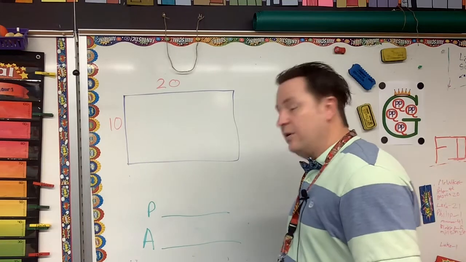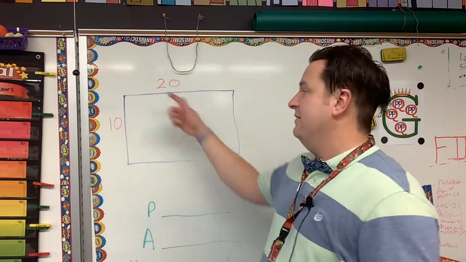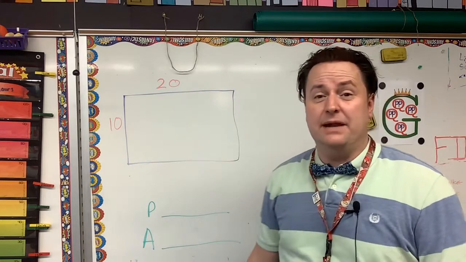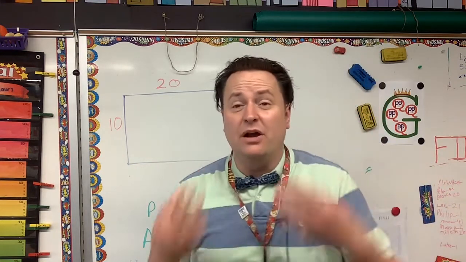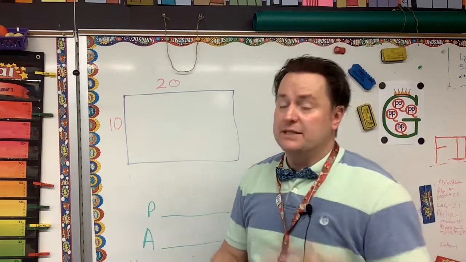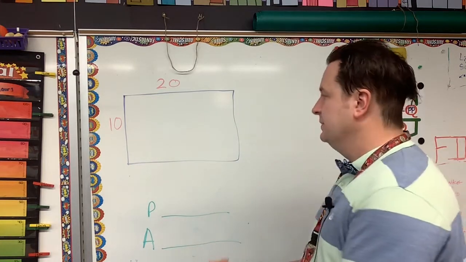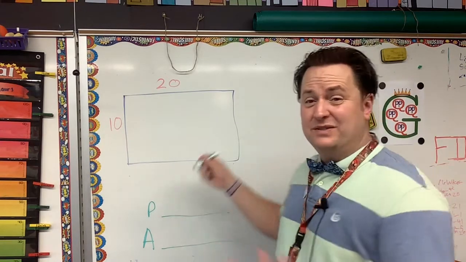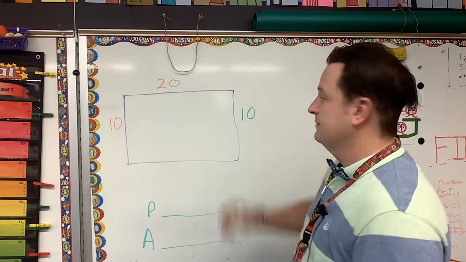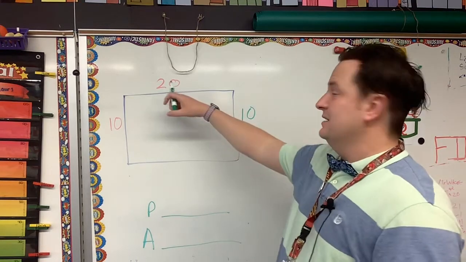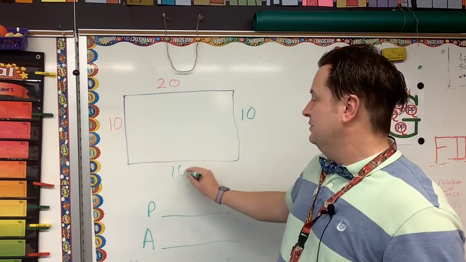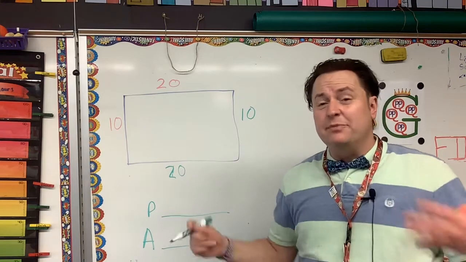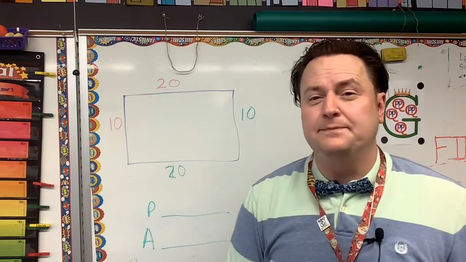Now, a couple of things we need to know about our shapes, though, is that when we have a rectangle, two sides are the same, and then the other two sides are the same. Kind of cool, right? If it's a square, all four sides are the same. So let's take a look at this one. So I know if I have a 10 on this side, well, it's a rectangle, so this side is also 10. And then I know that if this side is 20, this side is also 20. Whoops, not 10, 20.